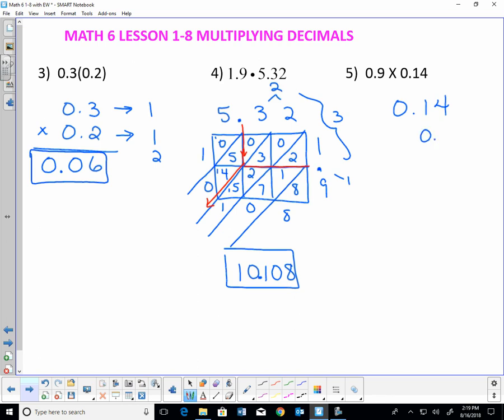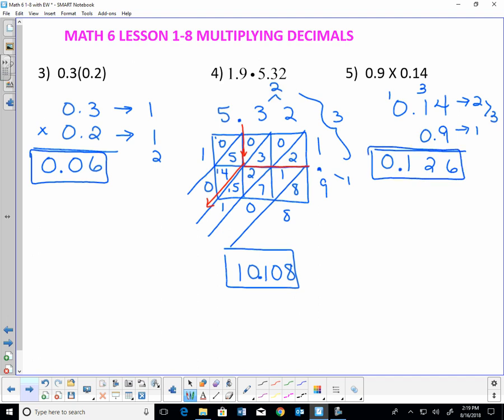9 times 4 is 36, carry my 3. 9 times 1 is 9, plus 3 is 12, carry my 1. 1 plus 9 times 0 is 0, plus 1 is 1. I'm done. This has 2 digits after the decimal point, this has 1, so I need a total of 3. So 1, 2, 3, my decimal point needs to come in front of my 1, so 0.126.